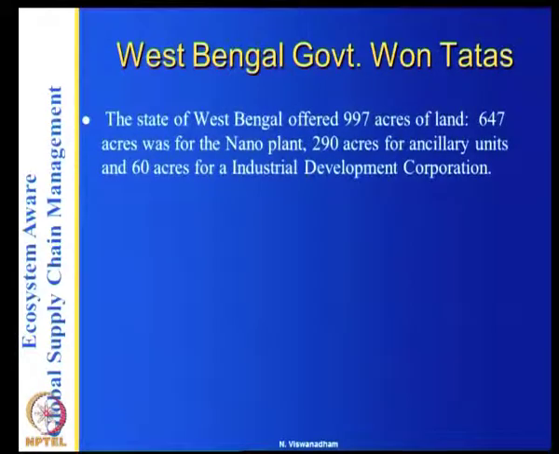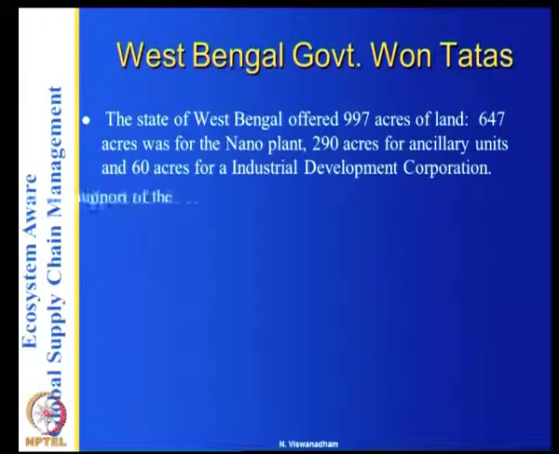When Tatas mooted this idea, several state governments wanted them to establish the plants, and they were offering lots of subsidies. The state of West Bengal, in Calcutta, offered 997 acres of land: 647 for the Nano plant, 290 acres for ancillary units, and 60 acres for the Industrial Development Corporation.